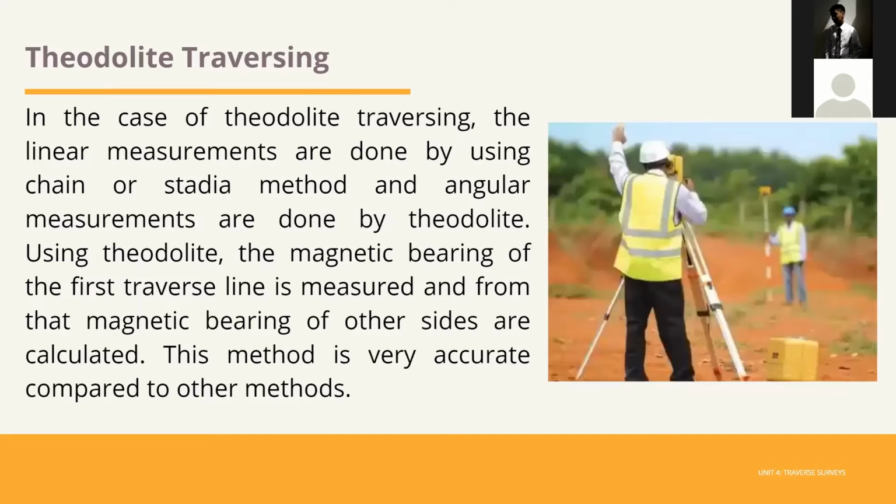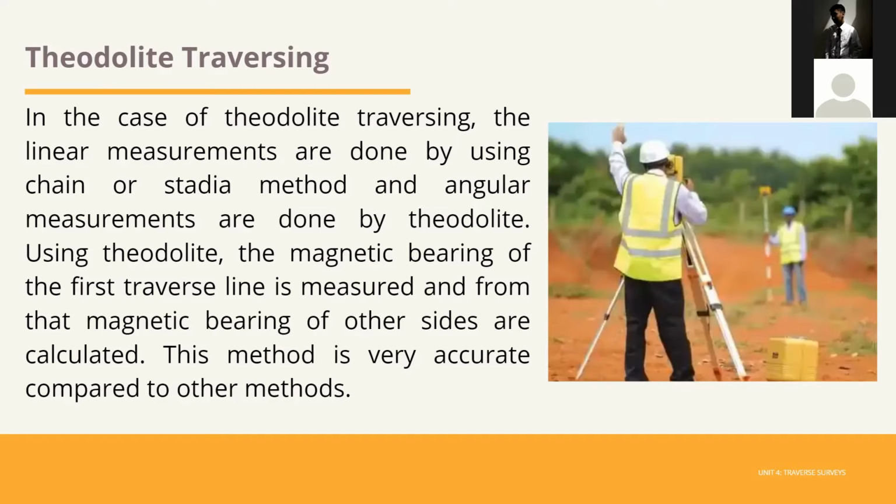So the third method is theodolite traversing. In the case of theodolite traversing, the linear measurements are done by using a chain or stadia method and angular measurements are done by the theodolite. Using the theodolite, the magnetic bearing of the first traverse line is measured and from that the magnetic bearings of other sides are calculated. This method is very accurate compared to other methods.